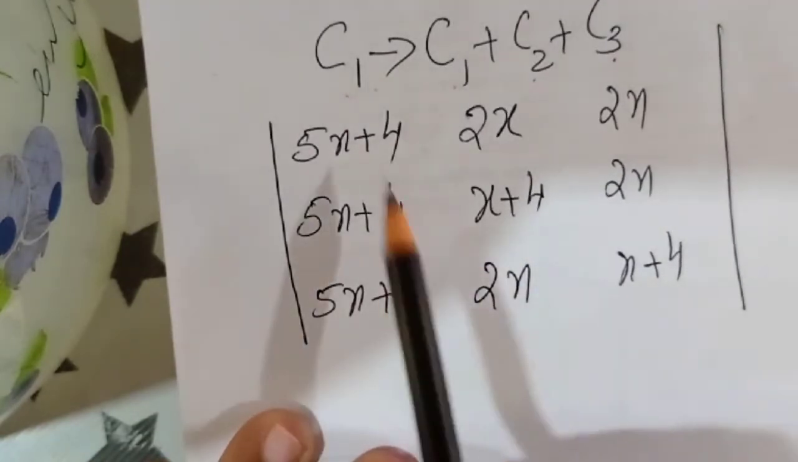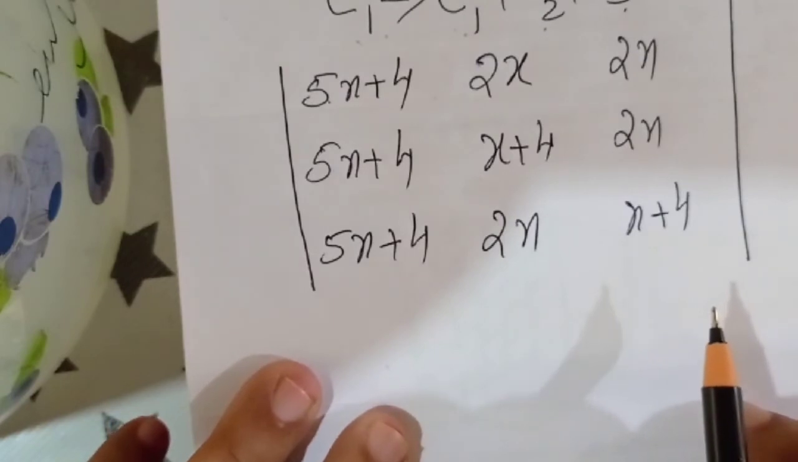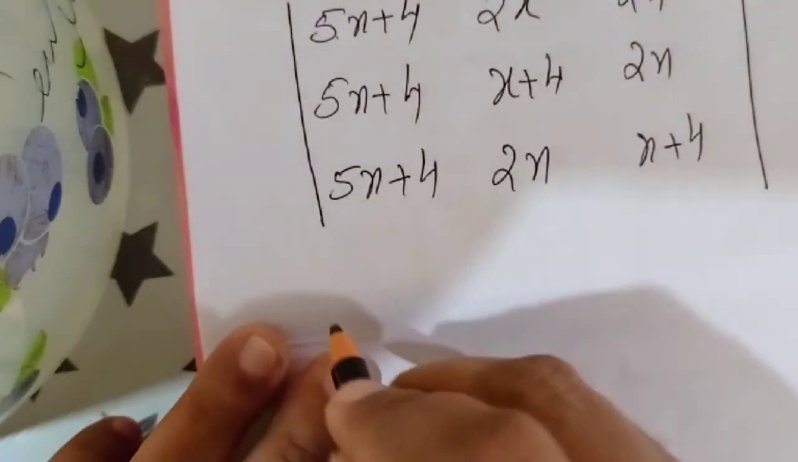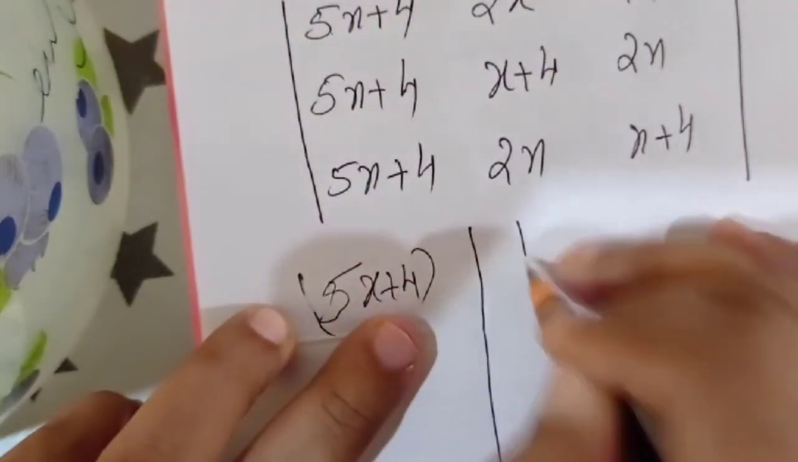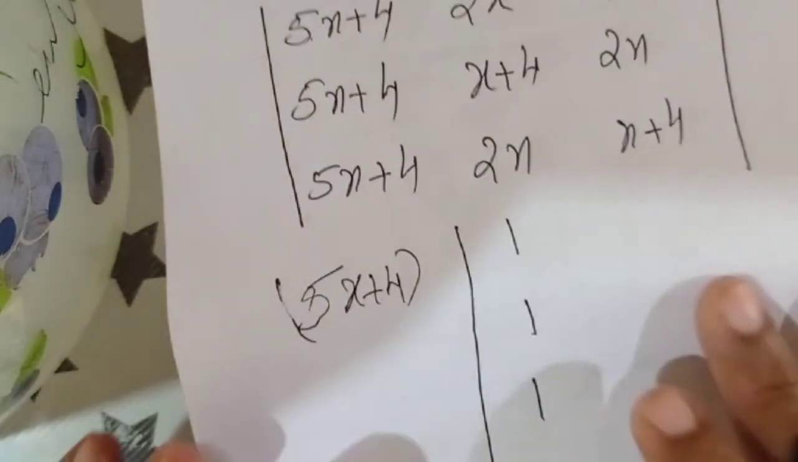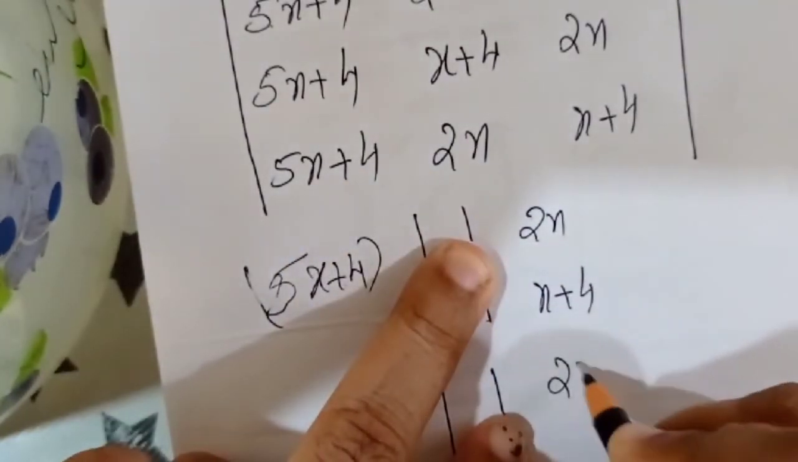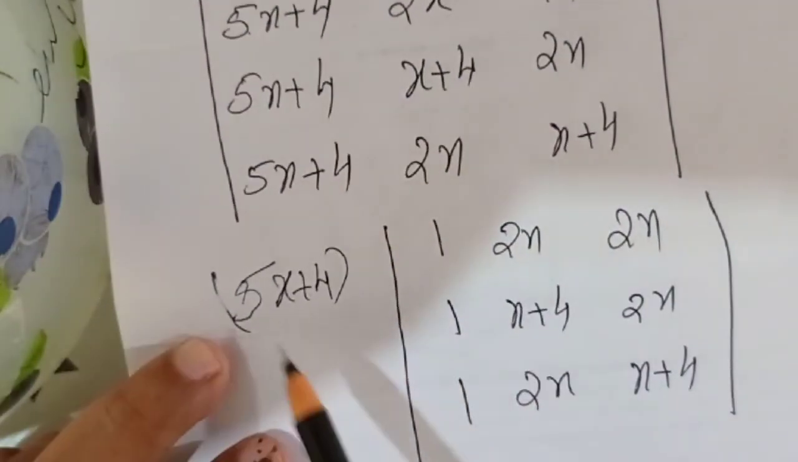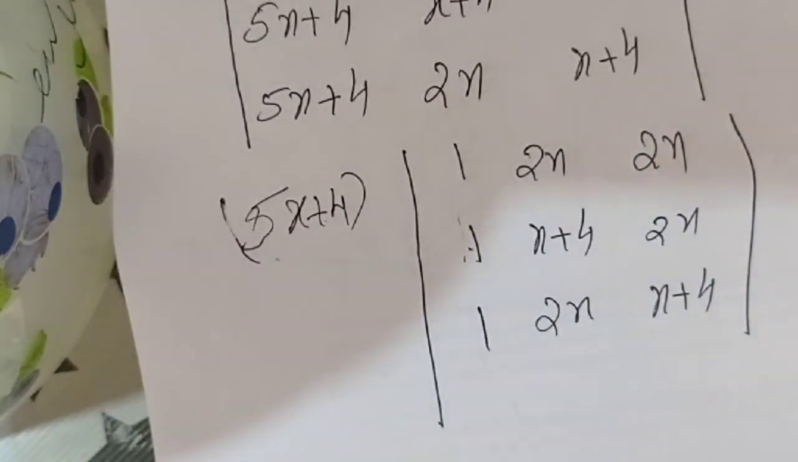Now, 5x plus 4, 5x plus 4, 5x plus 4, say the step. Which property do we apply here? If there is any common factor, you can take the common factor outside. 5x plus 4 is the common factor from the first column. That changes to 1, 1, 1. Our aim is to make any row or any column 1, 1, 1. That is our aim. Now, 2x, x plus 4, 2x. Agree? 2x, 2x, x plus 4. Only take 5x plus 4 from the first column, you will get 1, 1, 1.